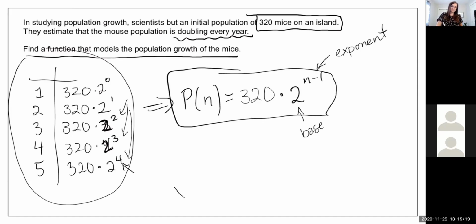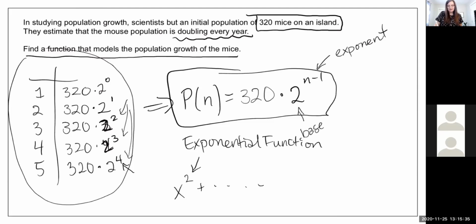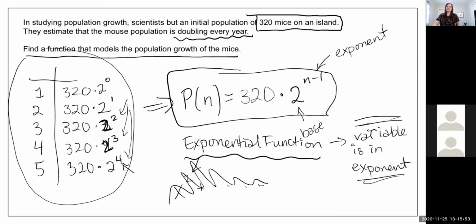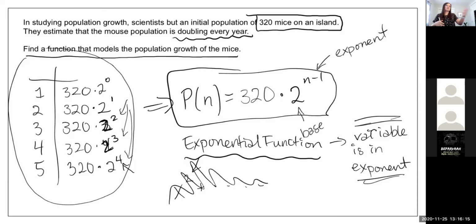So what's different about this kind of function from other things you've seen, like you've just been doing polynomials where you had exponents in them. The exponents were never the variable. So an exponential function has the variable in the exponent, which is not what we've seen so far yet. We've seen exponents that were already defined, and we were able to simplify the exponents in different ways, but now the variable is in the exponent. You could find, obviously, for 10 years, you could plug in a 10, go 320 times 2 to the power of 9, and then you'd have the population of mice in 10 years.